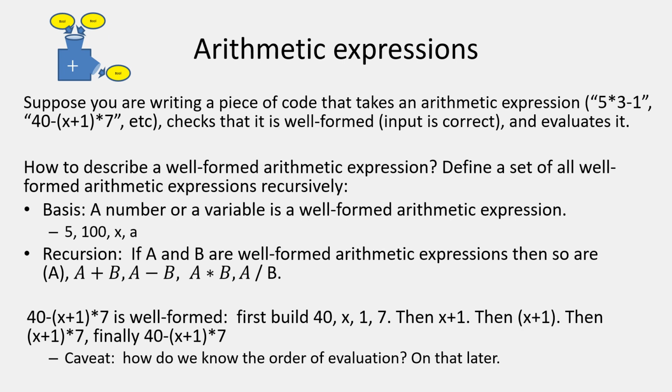So for example, if you have an expression 40 minus (x plus 1) times 7, this is a well-formed arithmetic expression because it consists of 40, x, 1 and 7, which are all in the basis, they are numbers and variables. Then out of x and 1 you could build x plus 1, you could put x plus 1 in parentheses, you could multiply x plus 1 by 7, and you could subtract the result from 40. Or alternatively, you could go the other way and you could get 40 and so on. So again, this is a very basic way of doing it. It doesn't capture order of evaluation and other things, but we'll spend the whole next lecture talking about capturing things like that.